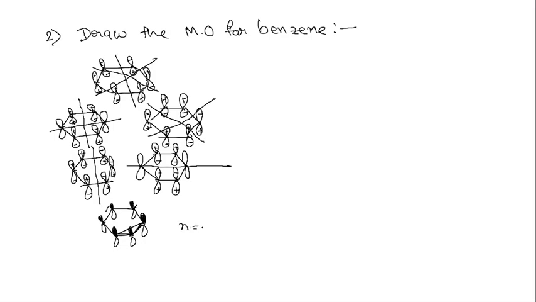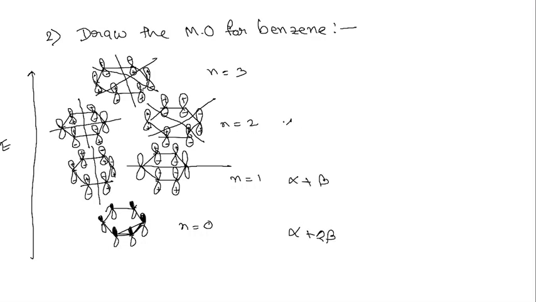No node equals 0, node equals 1, node equals 2, node equals 3. You people already did it in organic chemistry also. Here is the same case, and it is the alpha plus 2 beta level, alpha plus beta, minus beta, alpha minus 2 beta. Okay, this is the ground state electronic configuration. What will the electronic configuration be? That I already showed you, 6 pi electrons.